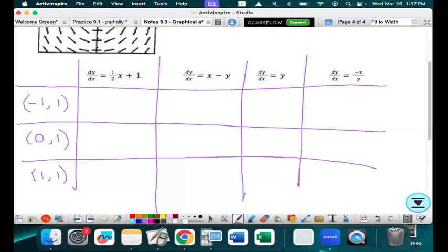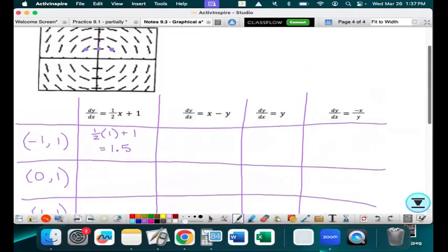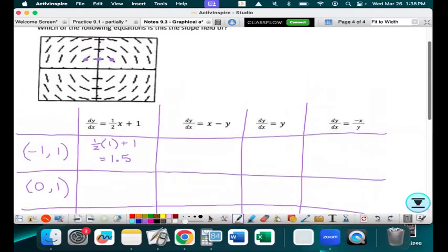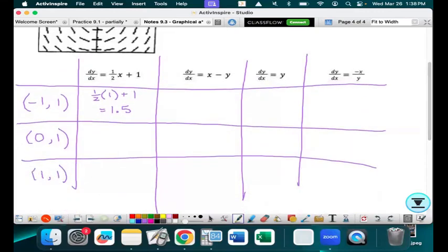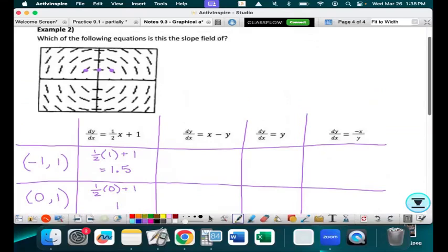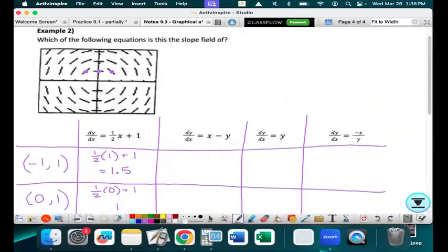So I'll do the first column, 1/2 times an x value of 1 plus 1. That gets me a slope of 1.5. Let's see, at -1, 1, I have a positive slope. Like I said before, I don't know if it's an actual slope of 1, so I'm going to go with that. 1/2 times 0 plus 1, I'm getting 1. At that coordinate, I wanted a slope of 0, so that tells me that this is automatically out.